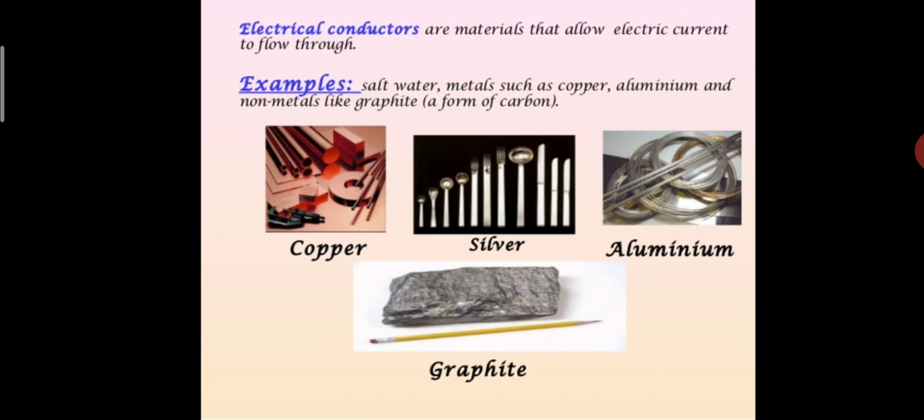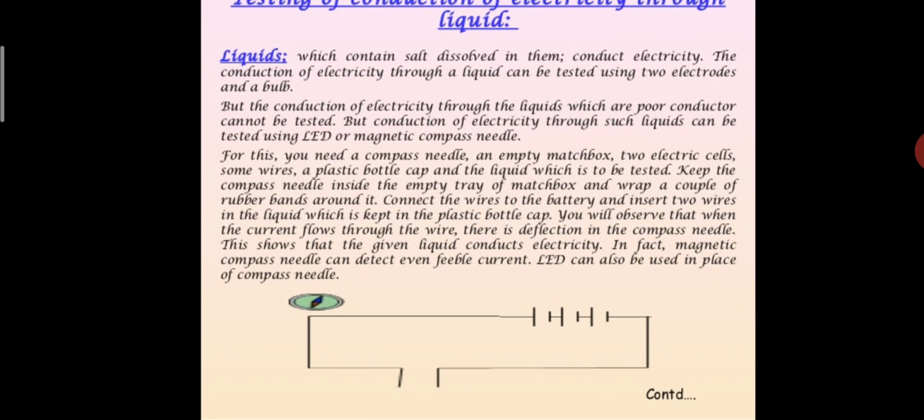See here, electrical conductors are materials that allow electric current to flow through them. These are the examples you have seen in the pictures: copper, silver, aluminium, graphite; they are all electrical conductors. Now there is one activity, as the topic of conduction through liquids is there in our book. To understand it, we have to do this type of arrangement.